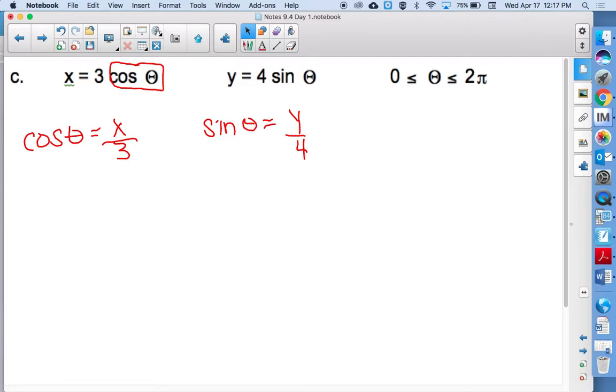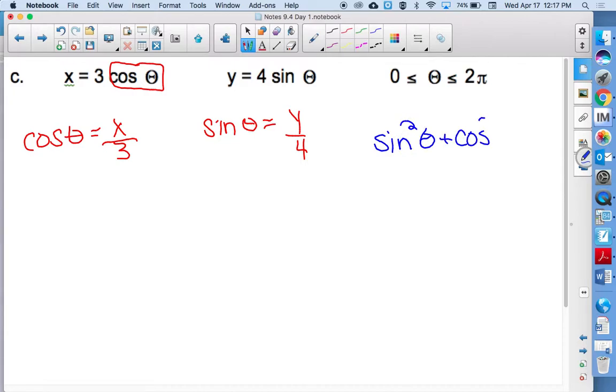Jared, what did we use that relates sine and cosine together? Sine squared plus cosine squared equals 1. Yeah, sine squared plus cosine squared, when you add them together, equals 1. That's that wonderful Pythagorean identity. And that's an equation. It has an equal sign that we can use maybe to help us eliminate the parameter.